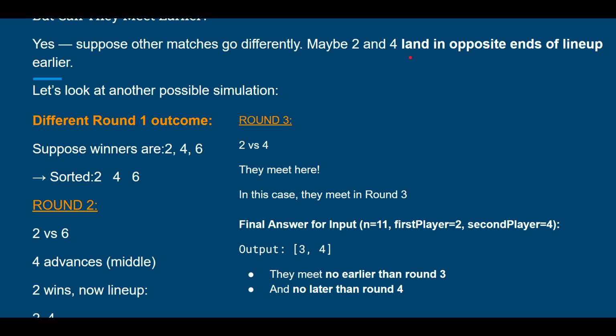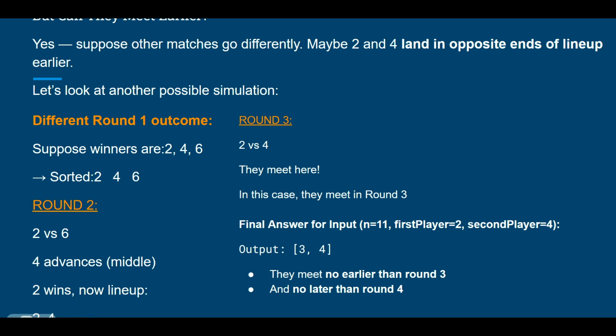Maybe 2 and 4 land at opposite ends of the line earlier, right? So let's look at another possible simulation. In this case, the winners of the first round are 2, 4 and 6. So round 2 will happen with 2 and 6, and 4 advances automatically. Now who wins? 2 wins.